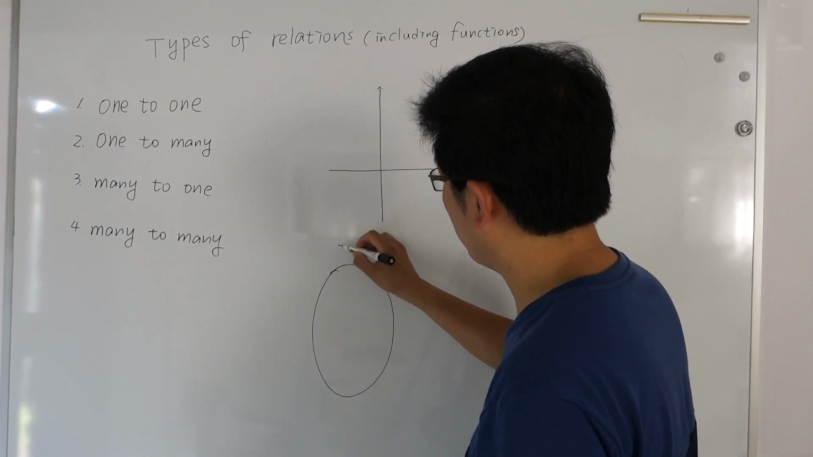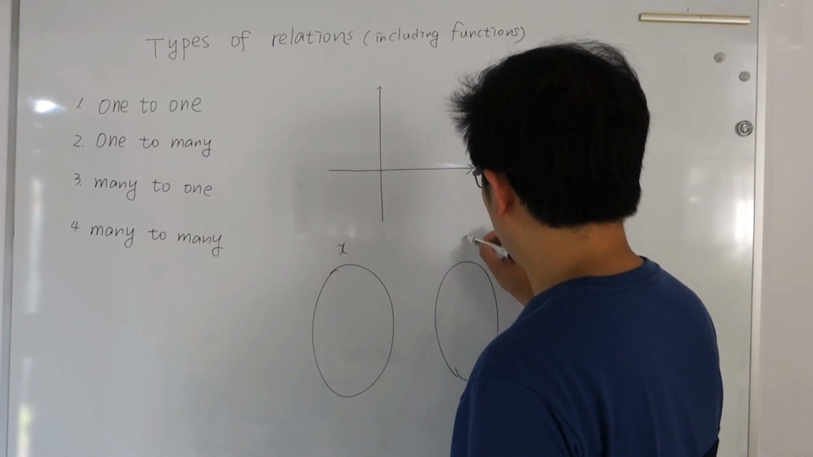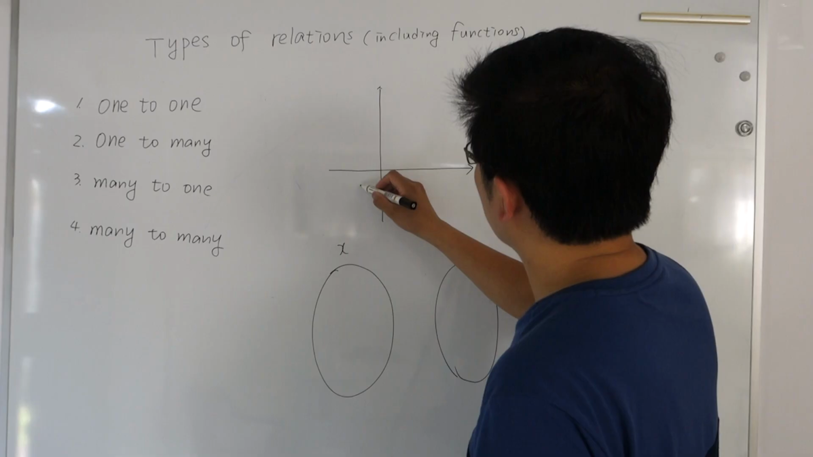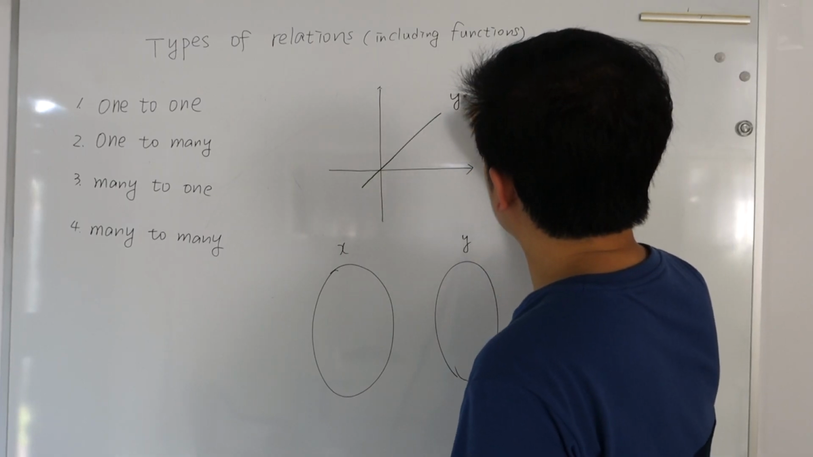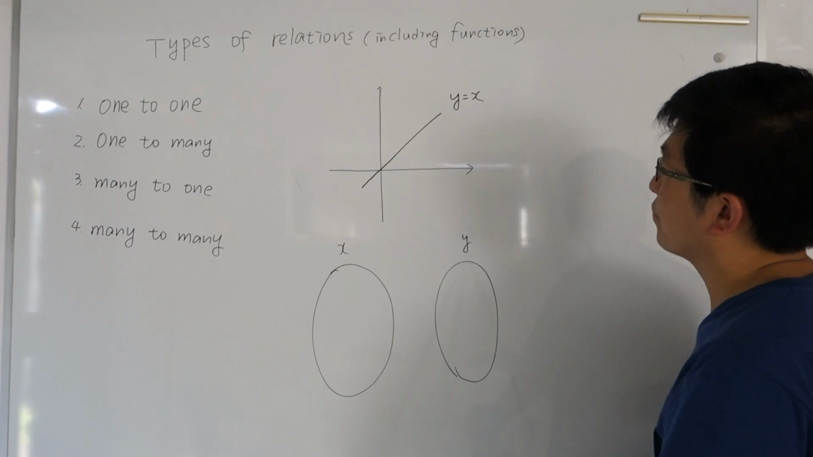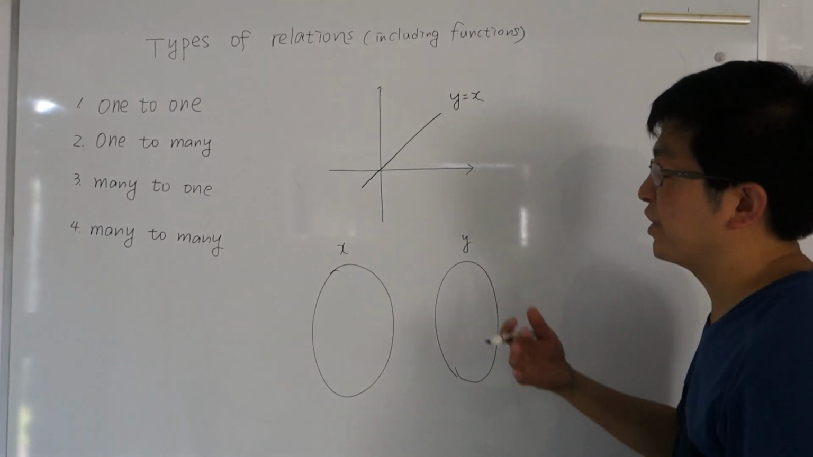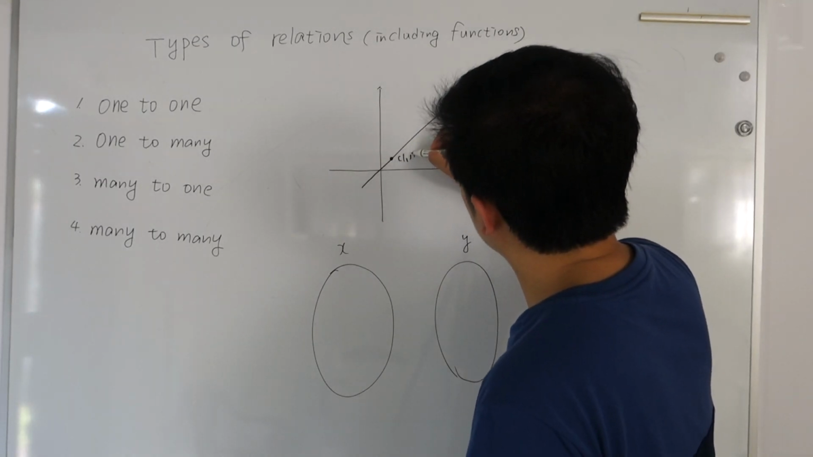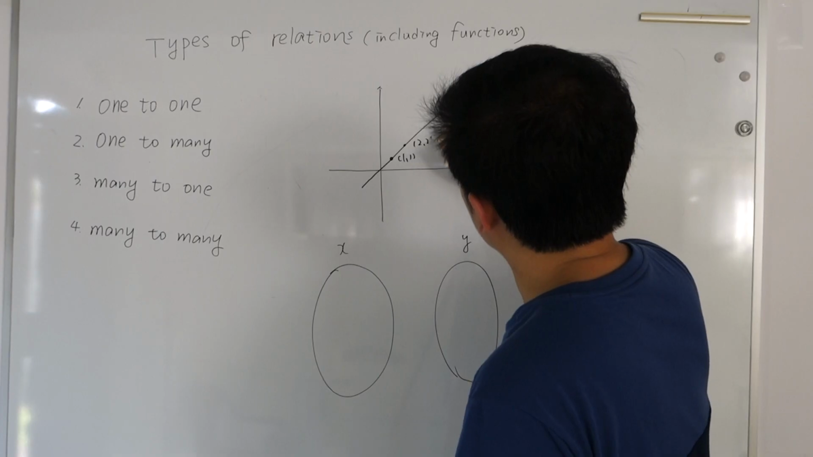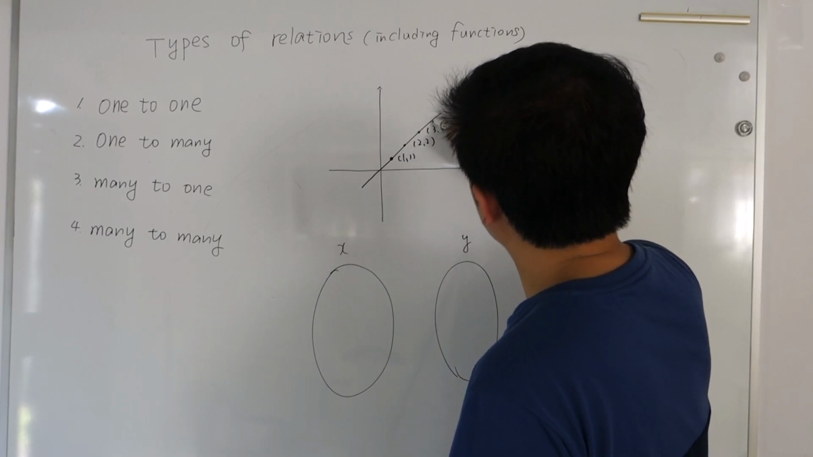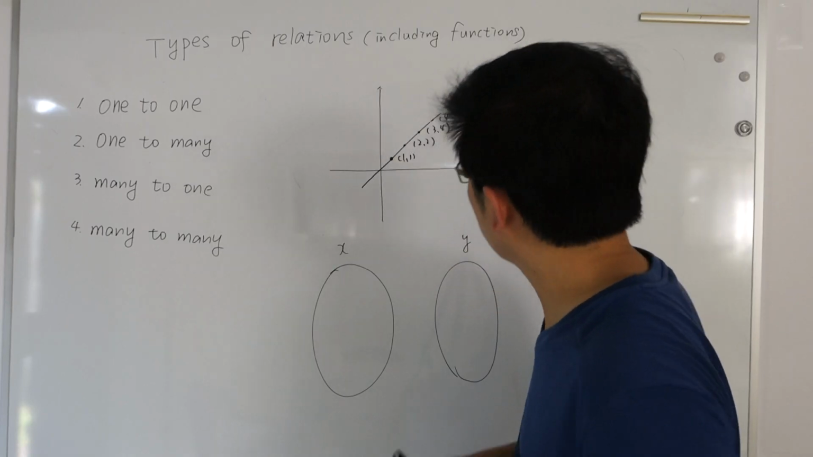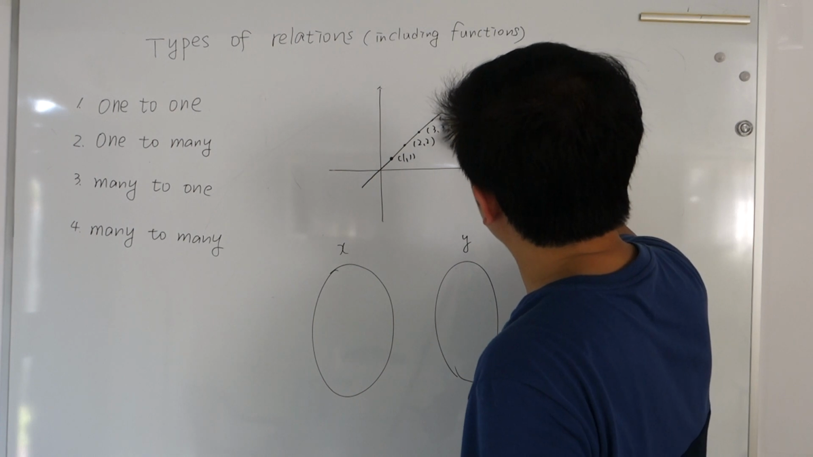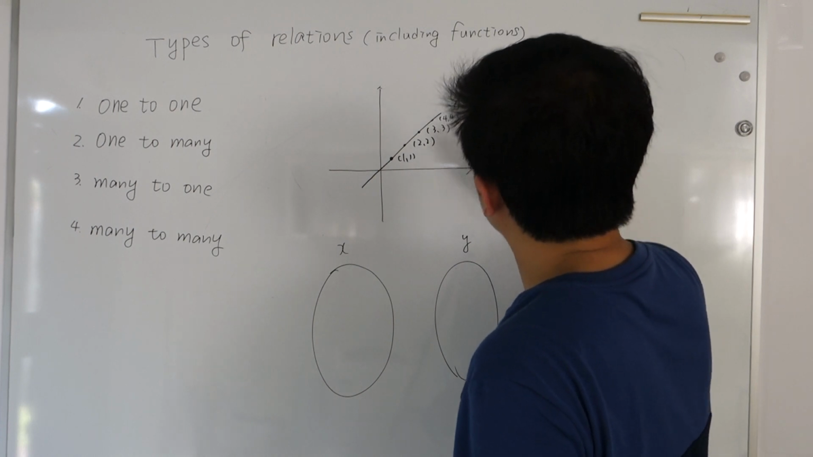Draw this as the x value and that as the y value. For example, y equal to x. That is a linear function, or you can say a linear relation, linear equation. We have points like (1, 1), (2, 2), (3, 3), (4, 4) on the linear relation, the linear function.